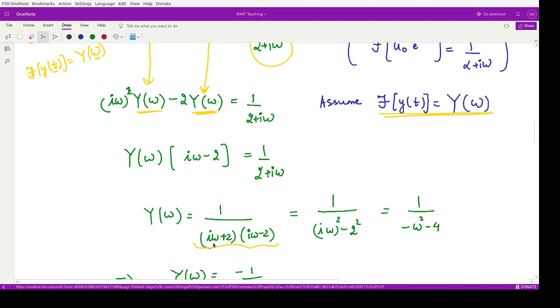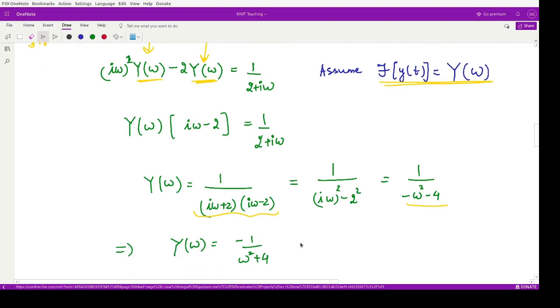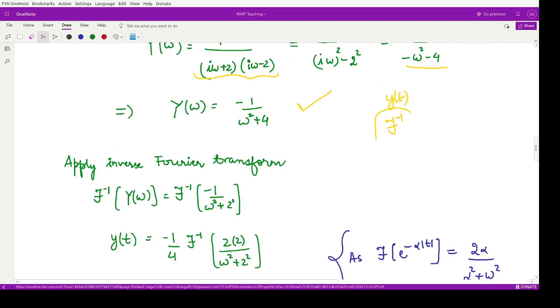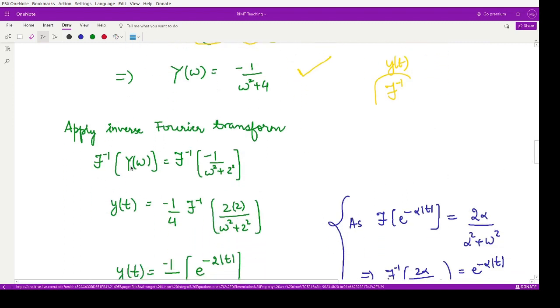This is the formula of (a plus b)(a minus b), so it becomes a square minus b square. So we have minus omega square minus 4. Or we can write Y of omega as this quantity. Now, in order to obtain y of t from here, we apply the inverse Fourier transform on both sides. So it would be the Fourier inverse of capital Y of omega and the Fourier inverse of minus 1 upon omega square plus 2 square. So this is the quantity.